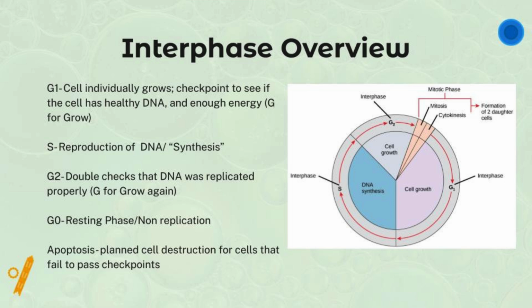Another really good vocabulary to know in relation to this is apoptosis. So this is what happens when those cells don't pass those checkpoints. If they catch a mutation or something's wrong with the DNA, the cell will intentionally destroy itself to ensure that we aren't passing on faulty DNA.